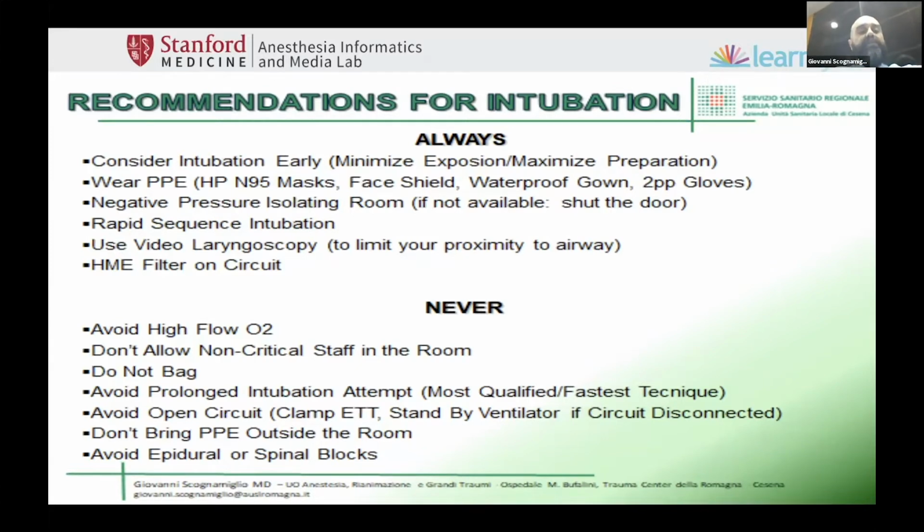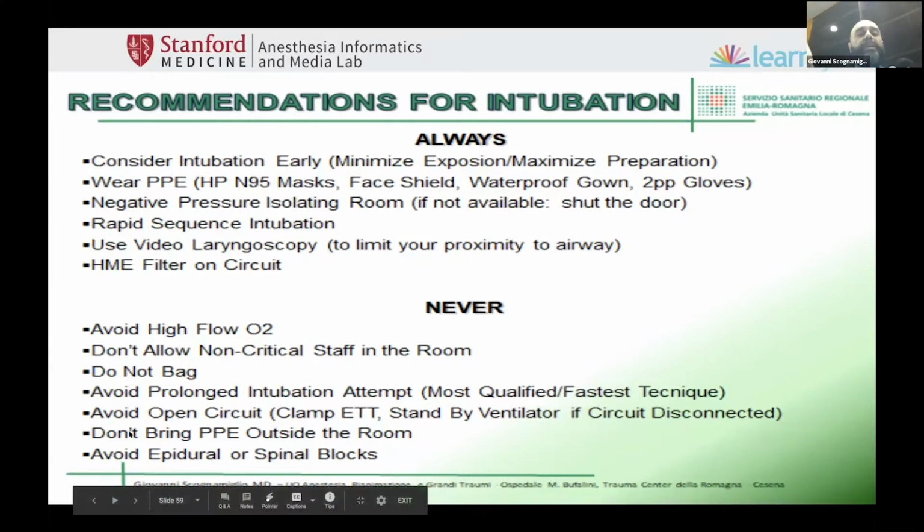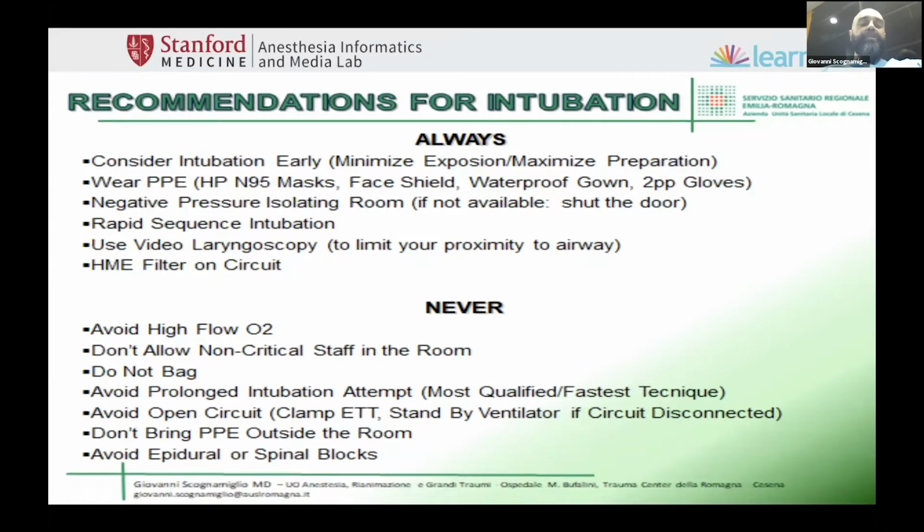If you have a negative pressure room, intubation should be placed there. If it is not available, just shut down the door and don't let unnecessary people inside the room. As for the technique, the rapid sequence intubation is quite advisable, because you have to minimize the droplets in the air in the environment. If you have a video laryngoscopy, it should be used because it limits your proximity to the airway. Of course, put a bacterial filter on your circuit or on any oxygenation interface.